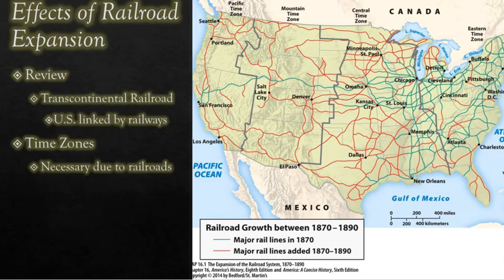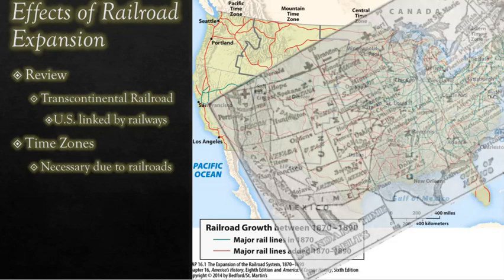This map shows the railroad track that had been laid across the United States. The green lines are track that was laid in 1870, and the red lines are track that was completed by 1890. The United States became linked by this new form of transportation. The linking of states by railroad led to the need for standard time zones.